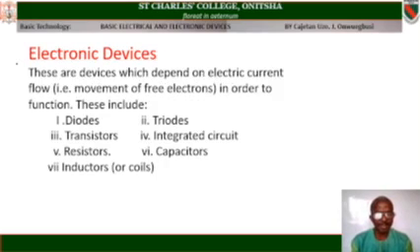Electronic devices. These are devices which depend on electric current flow, that is, movement of free electrons, in order to function properly. These include diodes, triodes, transistors, integrated circuit, resistors, capacitors, and the inductors, otherwise called coils or choke.